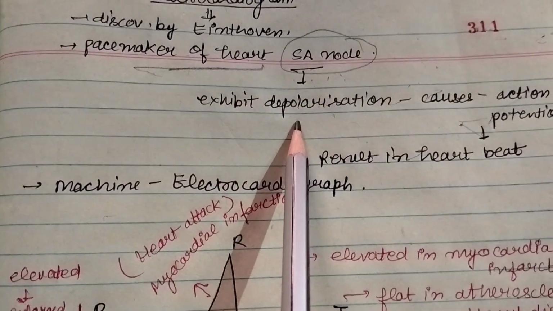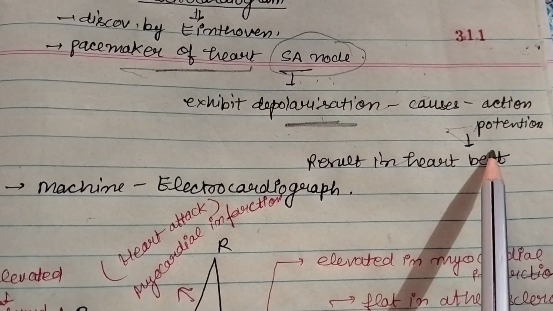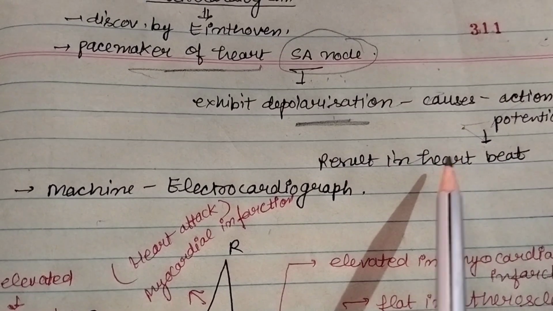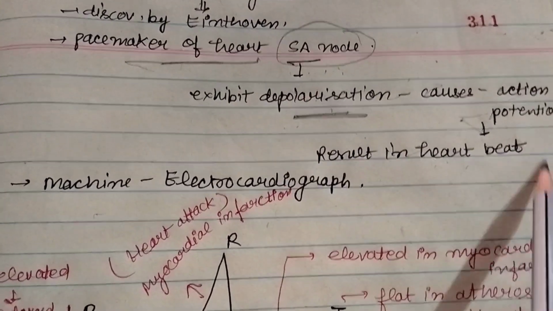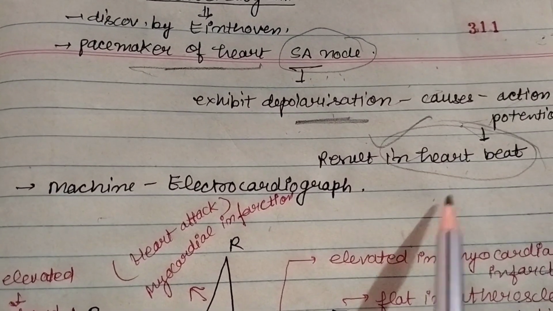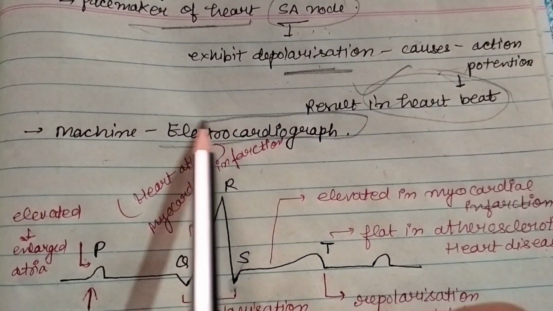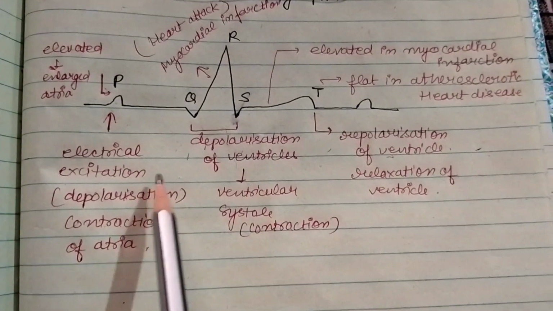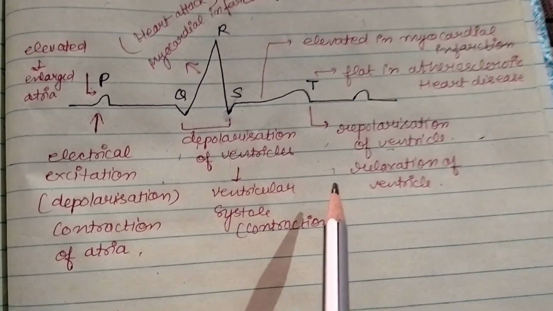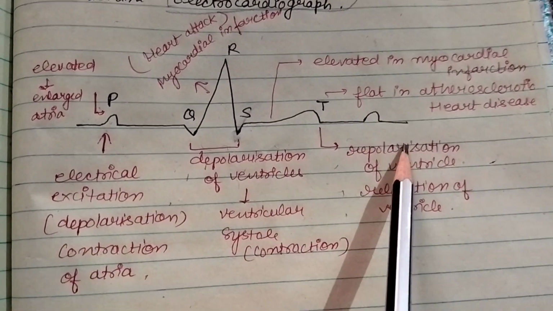It exhibits depolarization, which causes an action potential, and due to this action potential, relaxation and contraction of atria and ventricle occurs, due to which heartbeat happens, and this heartbeat results in cardiac output. So this electrocardiograph shows a graph of contraction and relaxation of atria and ventricle. So here we obtain different types of peaks.